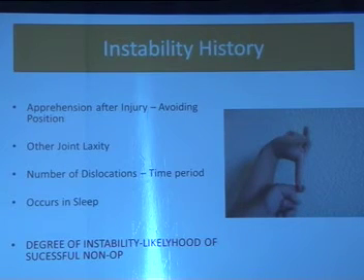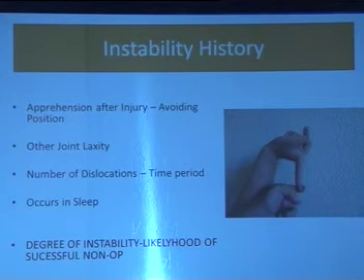Apprehension is an important thing, and if the patient says that after the injury he is avoiding that position of the arm where the shoulder is dislocating or feeling unstable, that's an important sign of instability of the shoulder. Other joint laxity is also a predisposing factor which predisposes a patient to dislocation. The number of dislocations and the time period since the last dislocation also give us an idea how bad this case would be once we start operating on these cases.